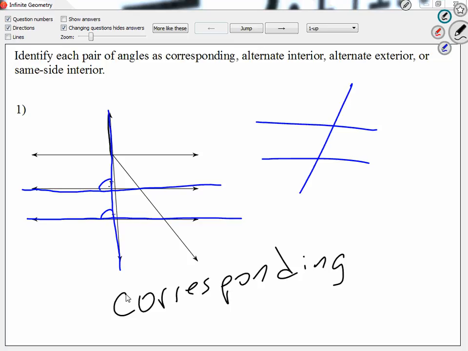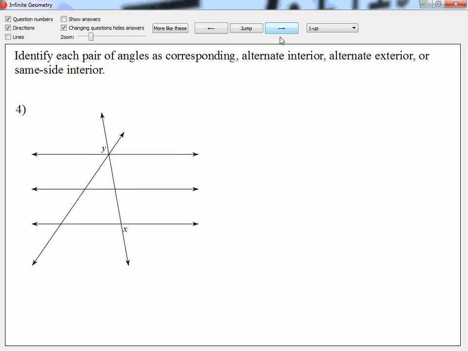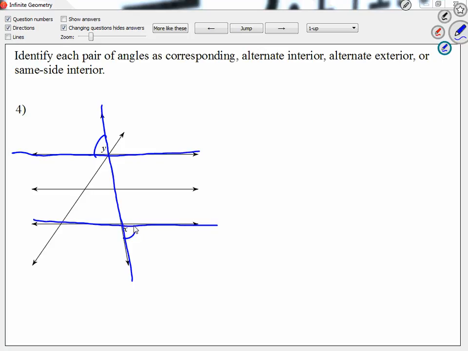Once again, my goal is for us to be able to ignore whatever we don't need. There's extra stuff that we don't need. So take a look at number 4. The lines that I need: I look at angle Y, and it's made by this one and this other one. That's what makes my angle Y. My angle X, I will include this one. That's what makes my angle X. What type of angles are X and Y? Alternate exterior. Nice.